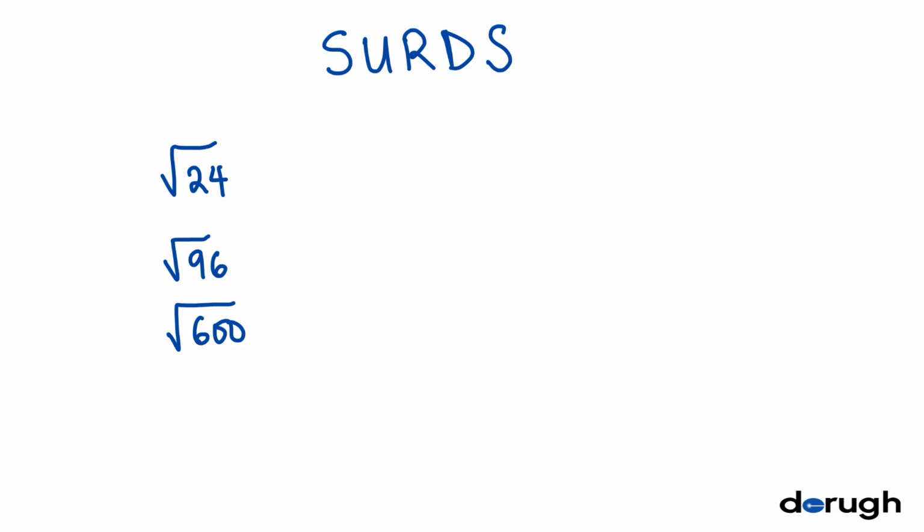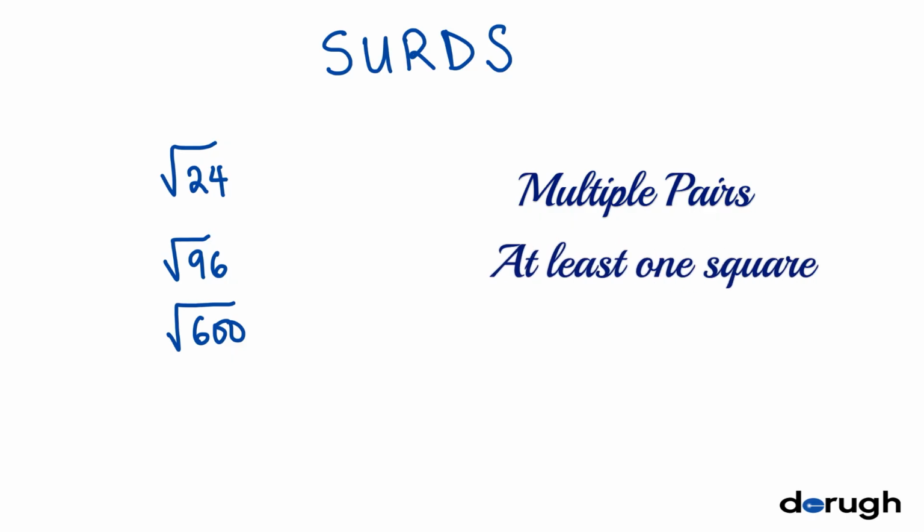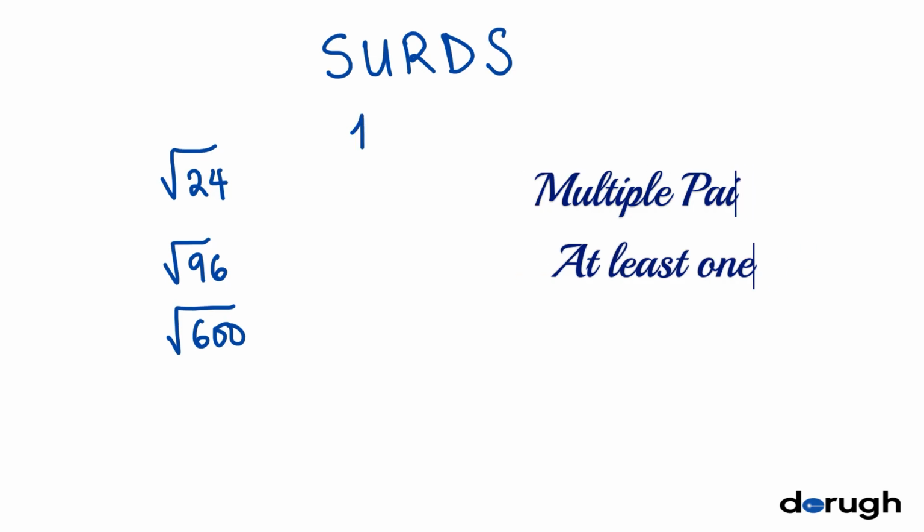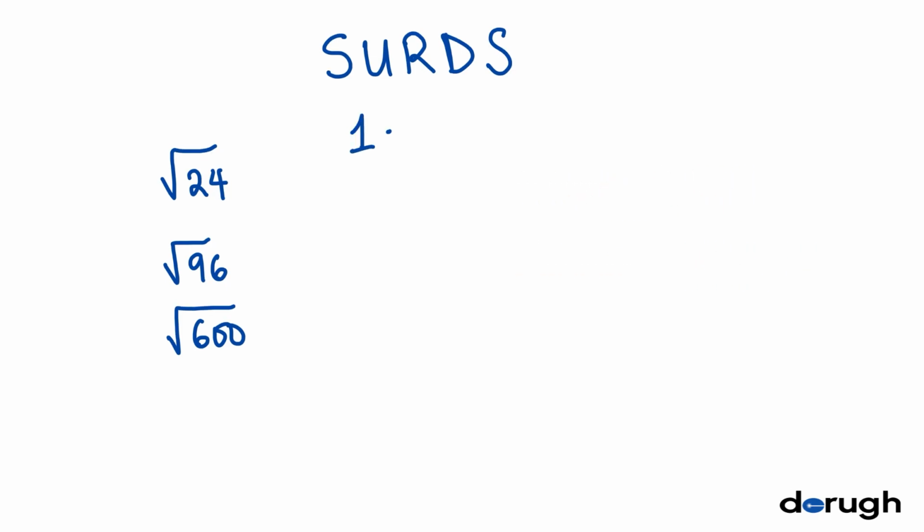So surds check your ability to do two main things. First of all, your ability to split numbers into their multiples. But not just any multiples, multiples that contain at least one square. So first of all, you have to split your numbers into their multiples, and the multiple that you choose should contain a square number. Basically, with surds, we mostly deal with the square root of numbers.